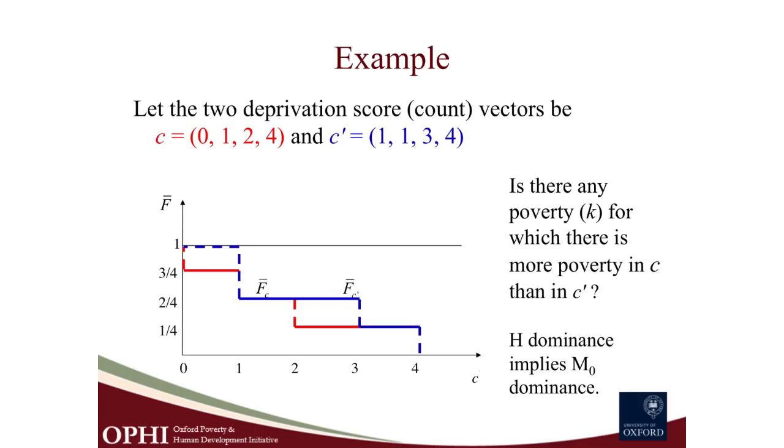And so if you have, say, two vectors, suppose C and C prime, please have a look. Can you select one poverty cutoff where you have larger poverty in C? At 2? Who has larger poverty at 2?